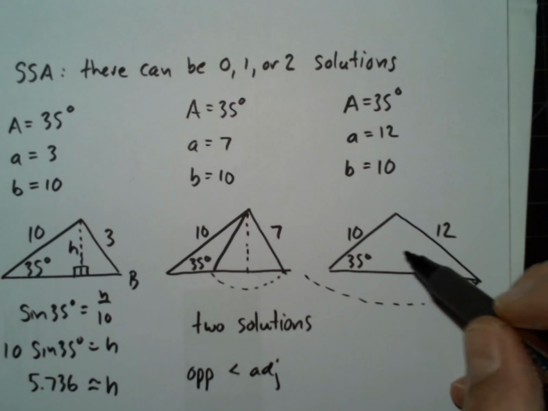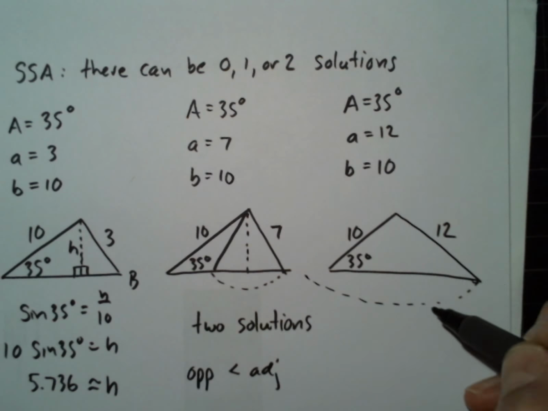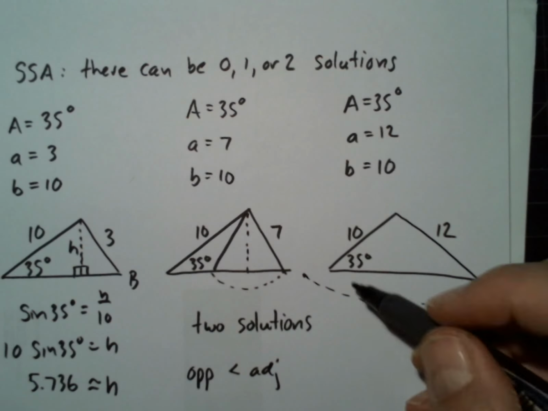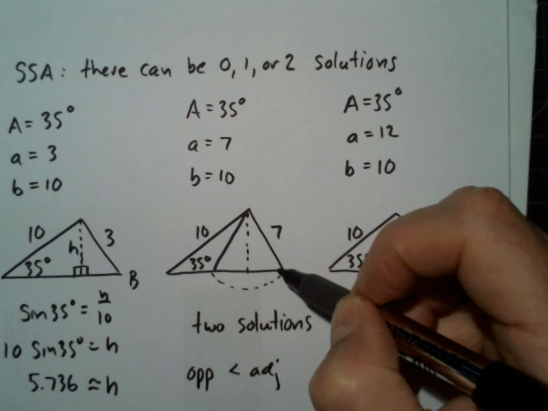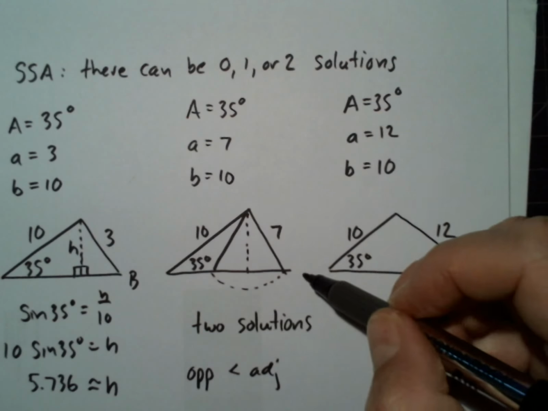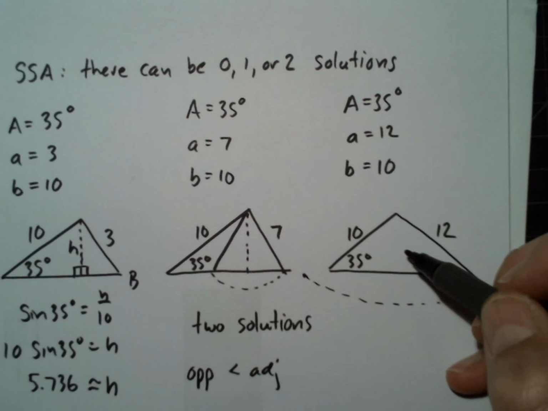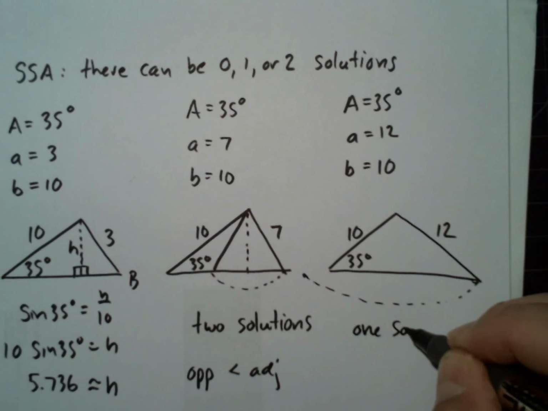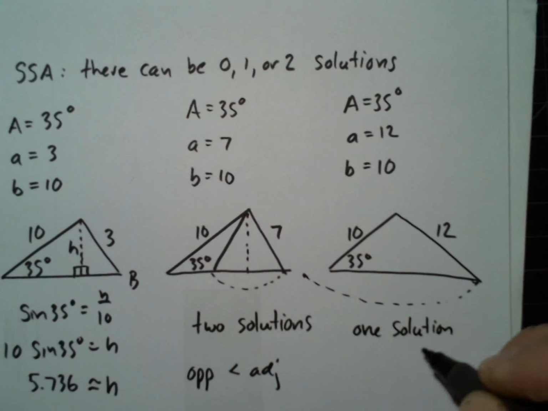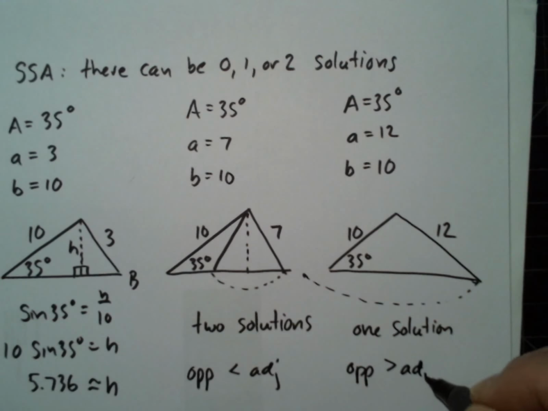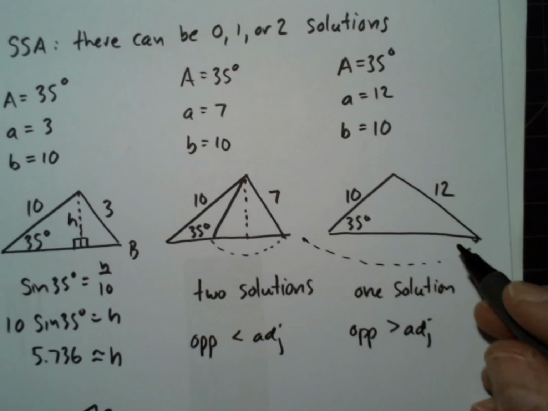Because it's longer than the adjacent, if it swings through, it won't meet the base and it won't form a new triangle. With a shorter side, as it rotates, it'll hit right here. As this rotates, it goes beyond the base. So this only has one solution. And that's when the opposite is greater than the adjacent. We can have one solution.